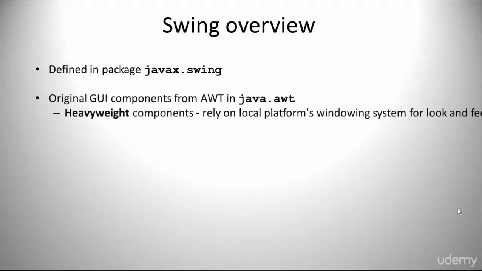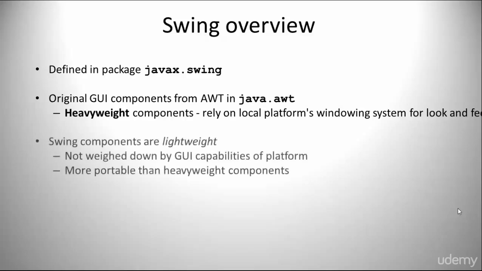Original GUI components from AWT can be found in java.awt. These include heavyweight components which rely on the local platform's window system for the look and feel. Swing components are lightweight. This is due to the fact that they are not weighed down by GUI capabilities of the platform, and they are more portable than heavyweight components.